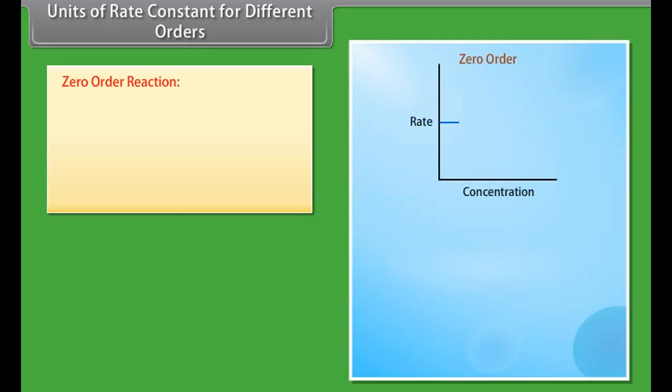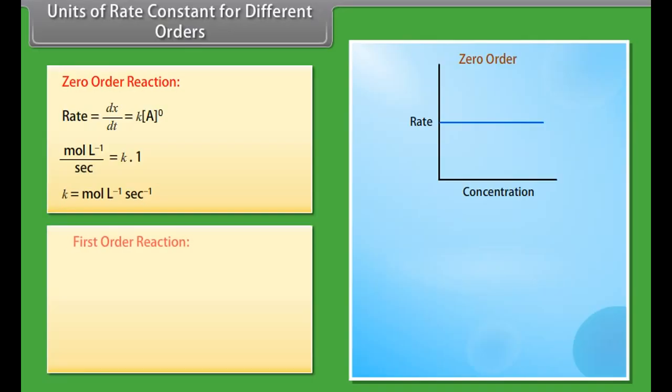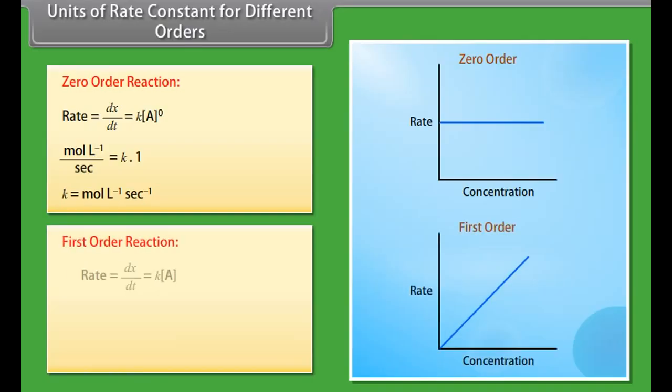Zero order reaction. Rate is equal to dx by dt, which equals the product of K and A raised to the power 0. Thus, units of rate constant for zero order reaction are mole per liter per second. First order reaction. Rate is equal to dx by dt, which is equal to the product of K and A. Thus, the unit of rate constant for first order reaction is per second.